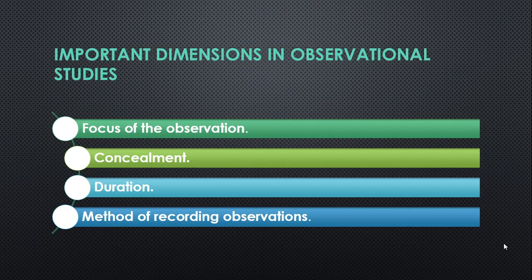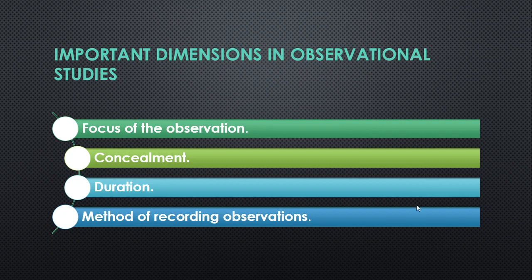Okay, so what are the important dimensions in observational studies? Number one is the focus of the observation. The focus can be on broadly defined events, for example the patient's mood swing, or on small, highly specific behavior, for example gestures and facial expressions. You have to focus on these observations.